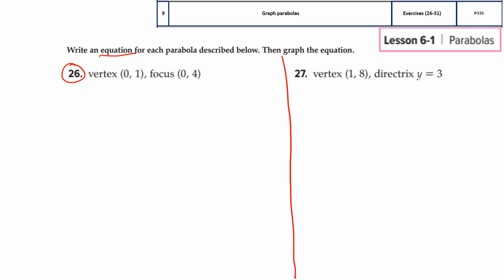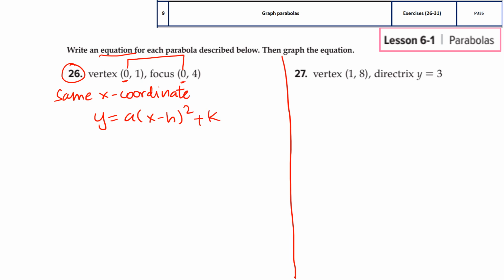So the first thing you need to identify, dear girls, is to look at the vertex and the focus coordinates. What is the same? Can you see both of them have the same x coordinate? So when you have the same x coordinate as you compare the vertex and the focus, you will know that the parabola is of the form y equals a times (x minus h) whole squared plus k. That means this is my vertical parabola.